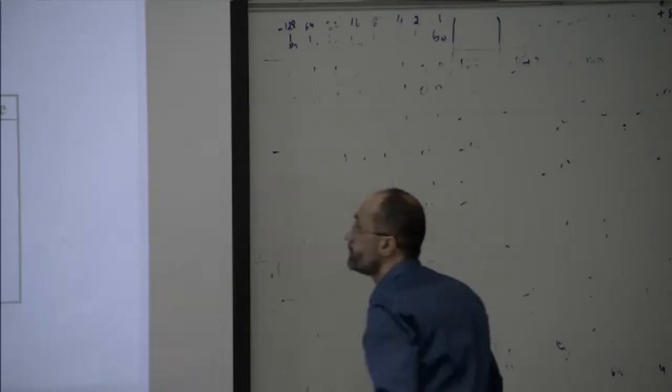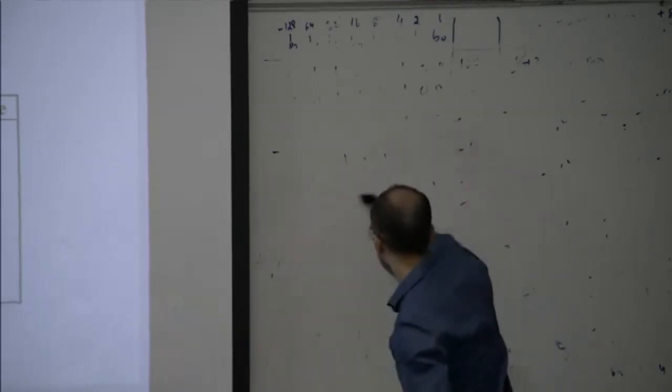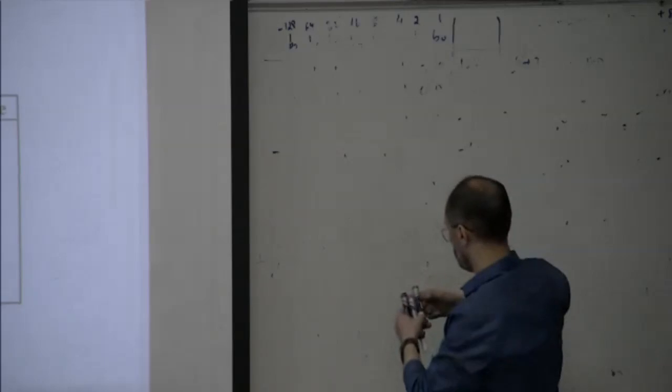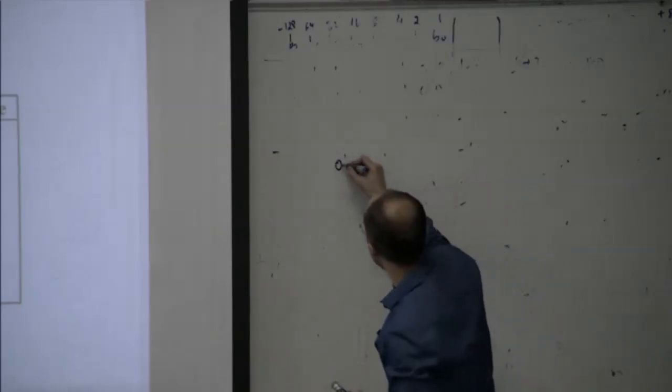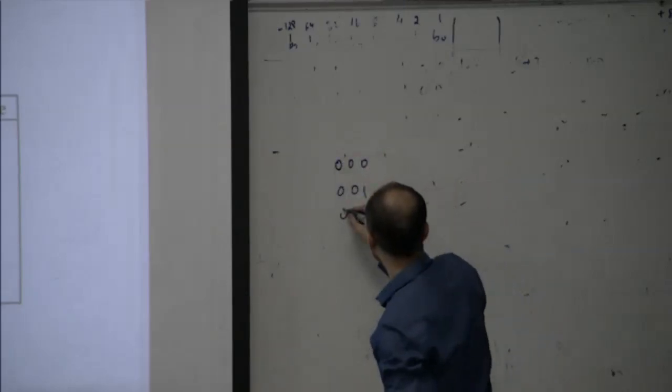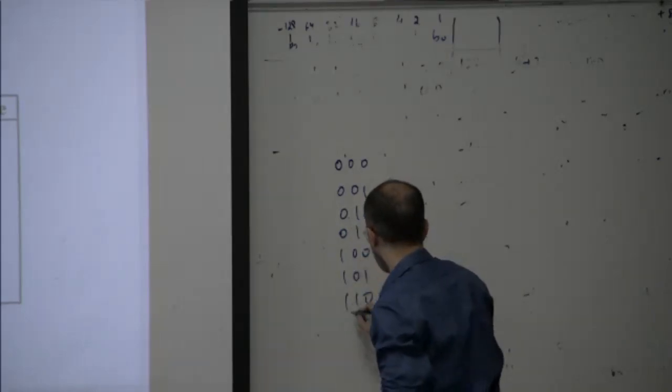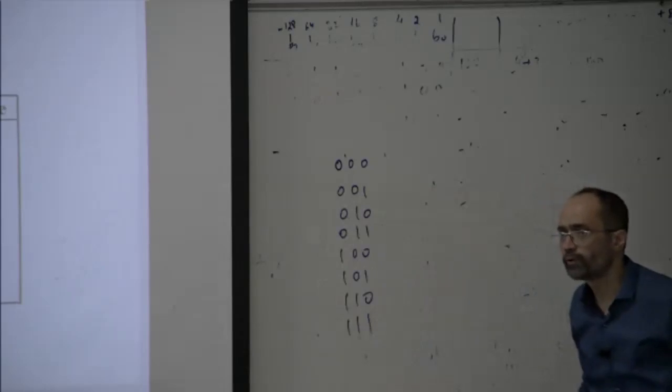Okay, now the Gray code. It's a very important concept. I will explain this with an example. Now let's assume we are doing some counting. Assume that the counting is 000, 001, 010, 011, 100, 101, 110, 111. We are doing some counting.